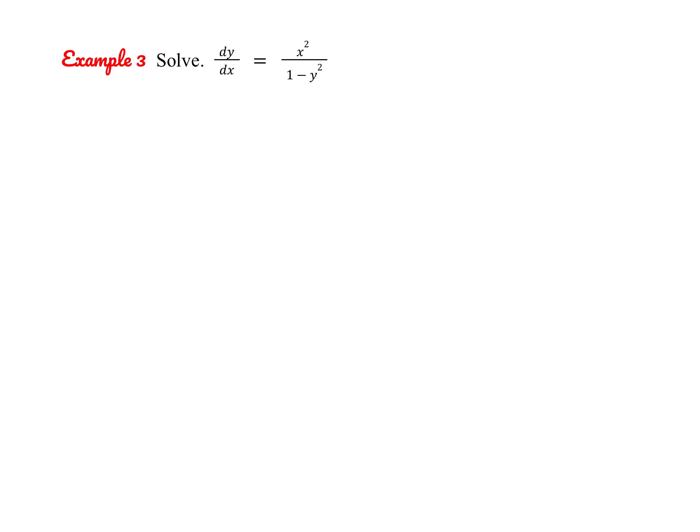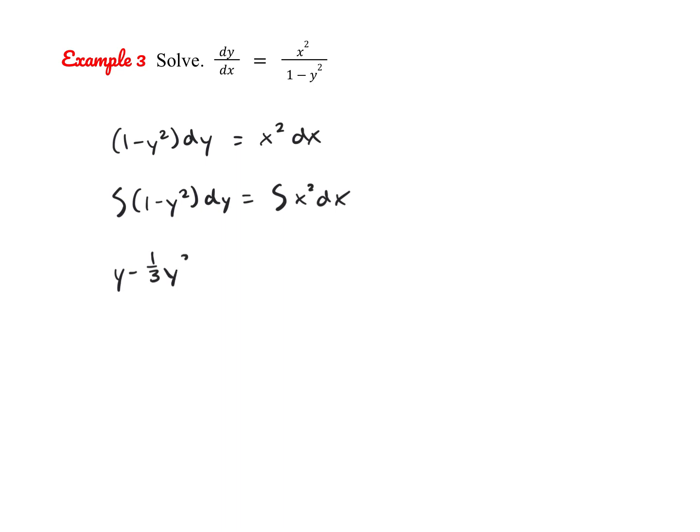All right, let's try another one. So let's start by rewriting it. So we have 1 minus y squared dy equals x squared dx. And then we can integrate both sides with respect to their respective variable. So here we get y minus 1/3 y cubed. And again, I'm just going to do a single c on the right side of my equation, equals x cubed over 3, or 1/3 x cubed, and then plus c. And then from here, we would try to isolate y as much as we can.